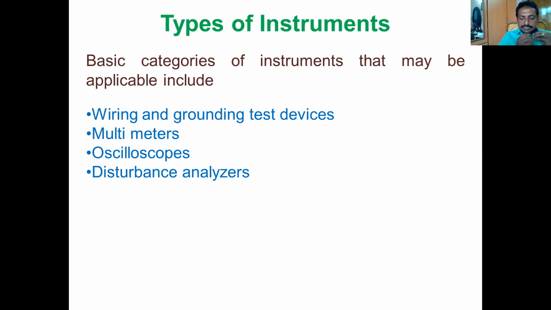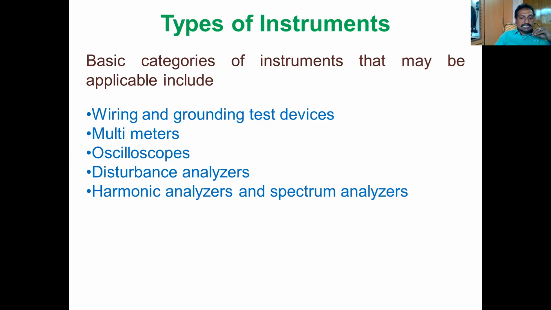Next are spectrum and harmonic analyzers. The harmonic and spectrum analyzer is also like a disturbance analyzer, but disturbance analyzers are limited in harmonic analysis capabilities. Some of the more powerful analyzers have add-on modules for computing the Fourier transform. FFT calculations are also determined using the harmonic analyzer and spectrum analyzer. But disturbance analyzers are somewhat limited.